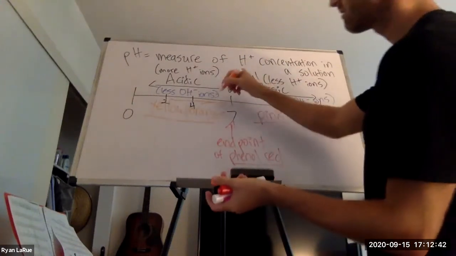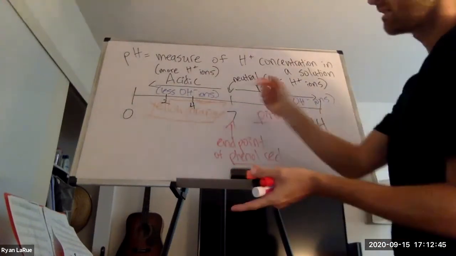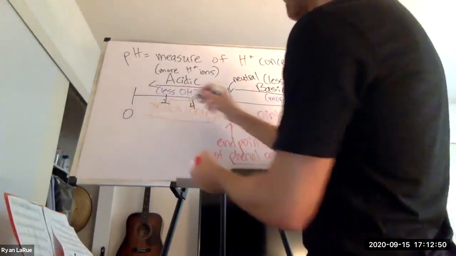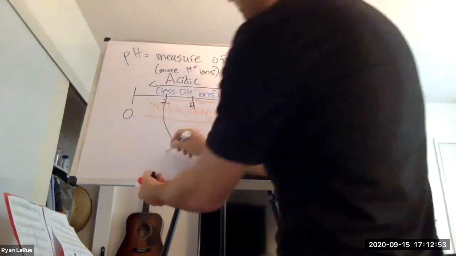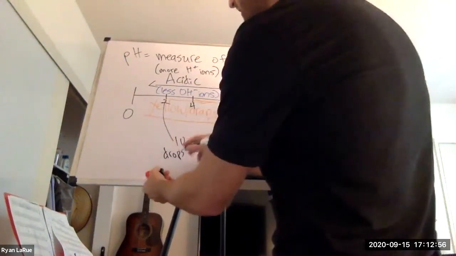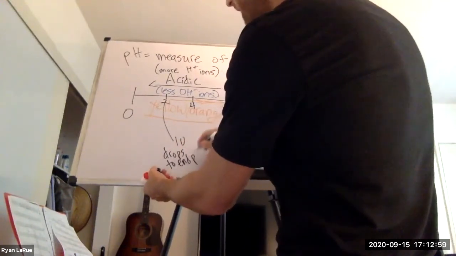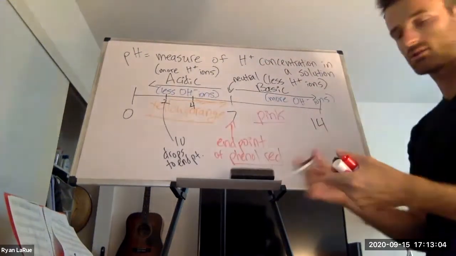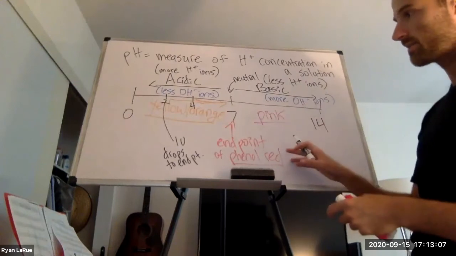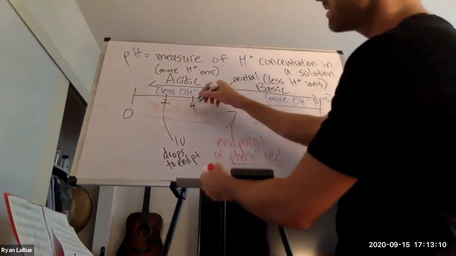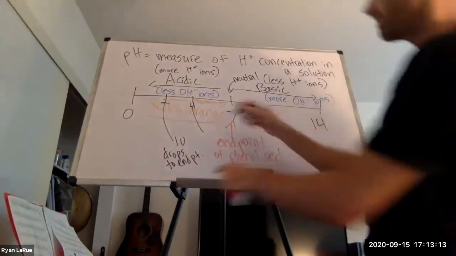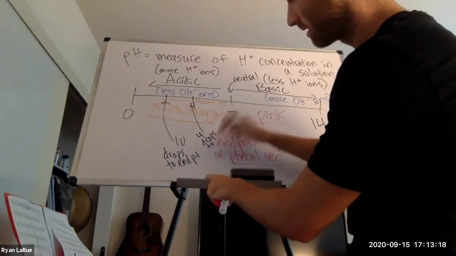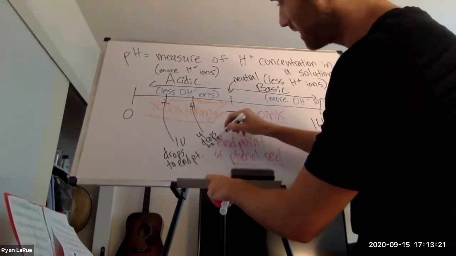This pH 2 one might take 10 drops to get to the endpoint. I'm just making up numbers. It might take 10 drops to the endpoint, but the pH 4 one is already closer to the endpoint. So to see that irreversible color change from yellow-orange, maybe the pH 4 will only take 4 drops to the endpoint.